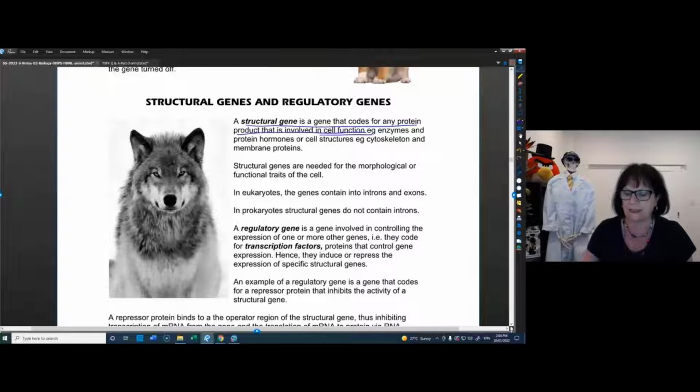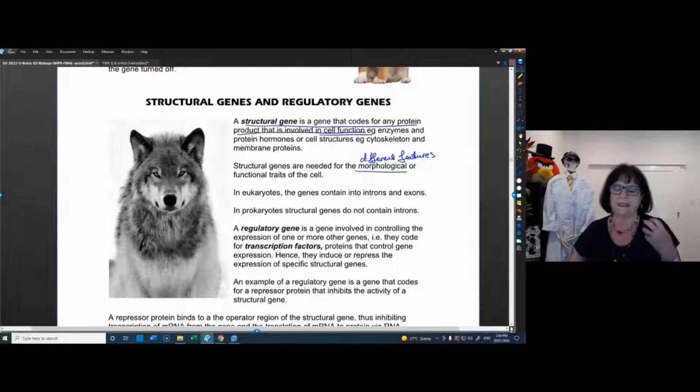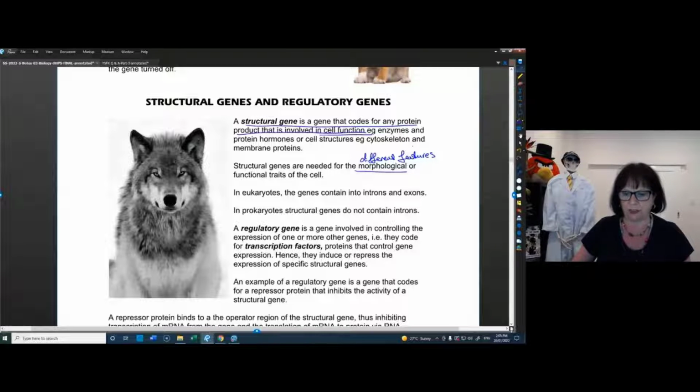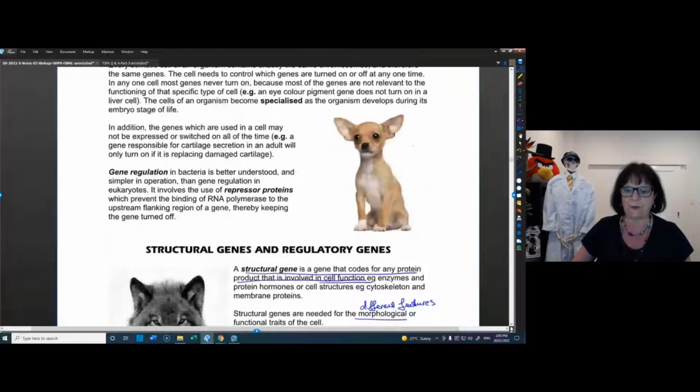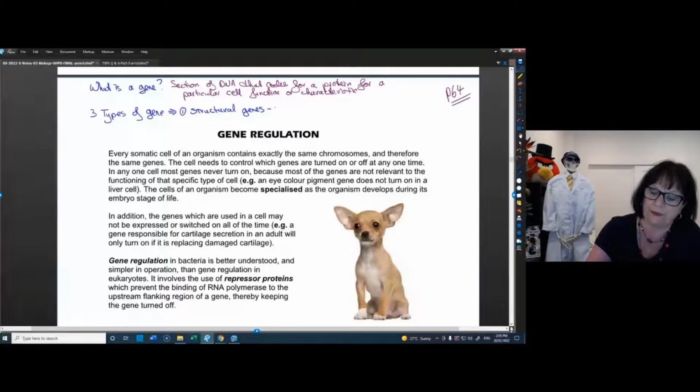It's these ones that give the different features of cells, which is called morphological. So it's these genes that make the skin cell look different to a hair cell, look different to a muscle cell. The proteins they code for are the ones that control that type of thing, the structural gene. And that's what we're particularly used for.